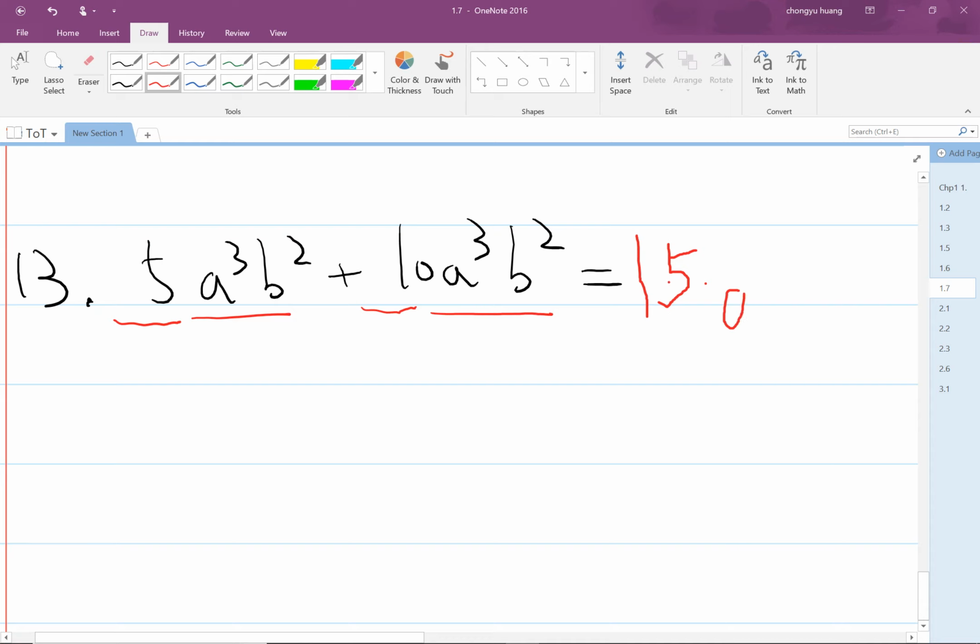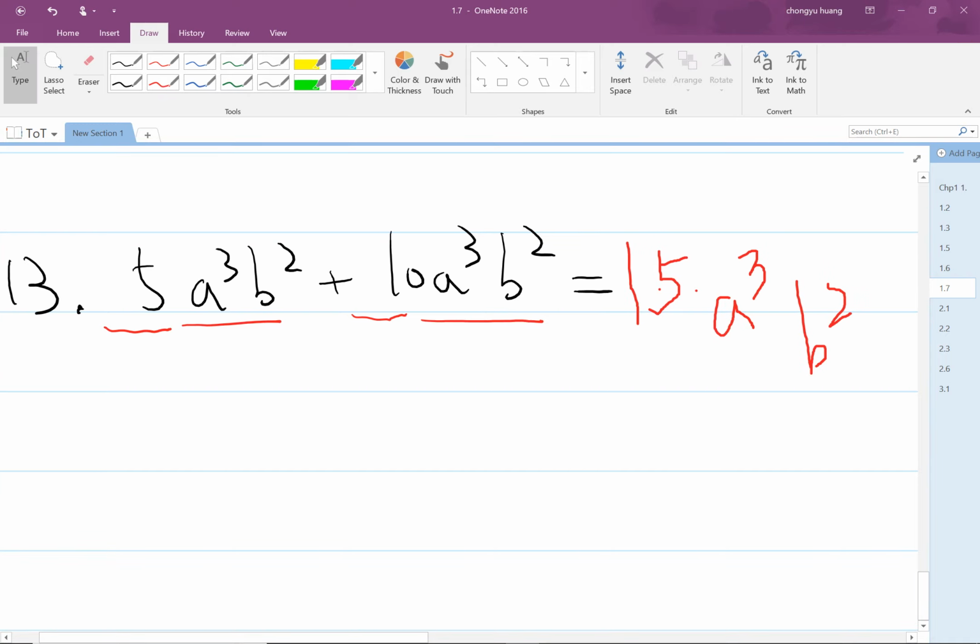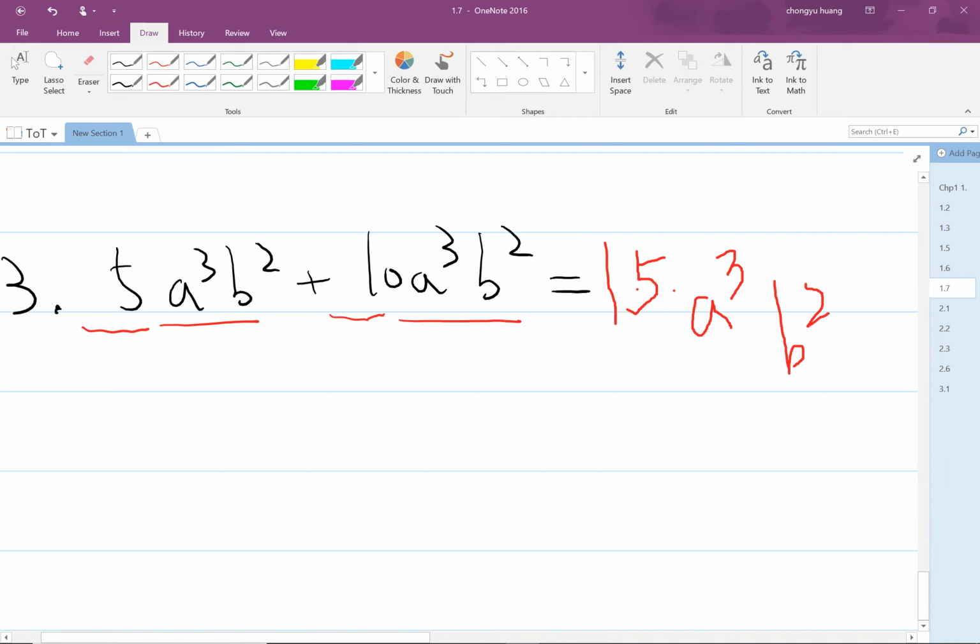a to the power 3, and then b to the power 2, right? Okay, so you know the answer. It's going to be 15 a to the power 3, b to the power 2. Sorry for the writing.